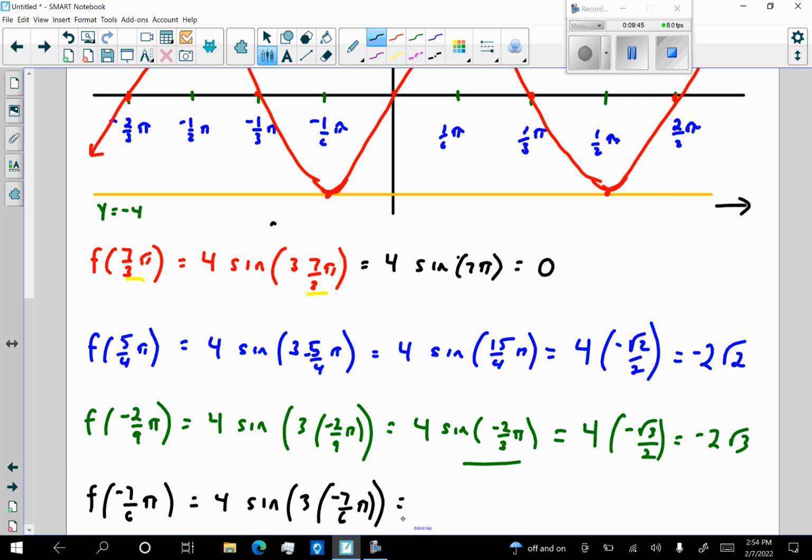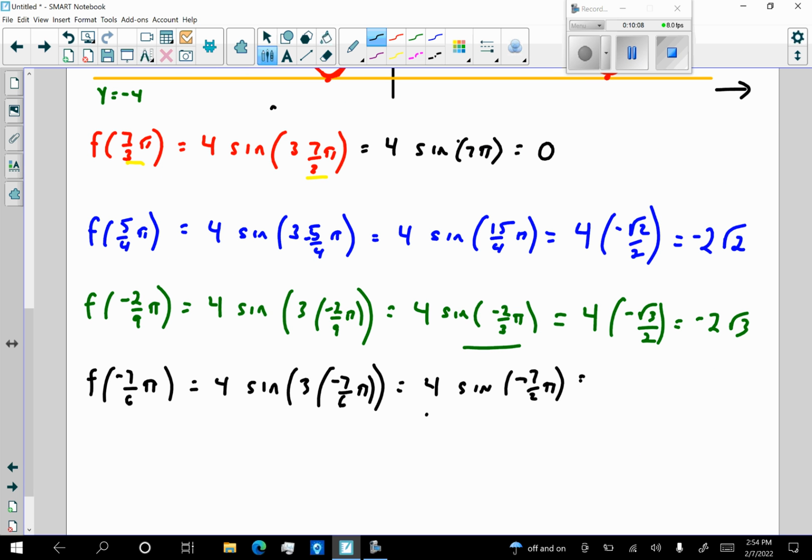What is 3 times negative 7/6? This is going to be 4 times the sine of 3 times 7/6. The 3's cancel. That's going to be sine of negative 7/2 pi. So I'm going to look at my unit circle and figure out what this value is right here. Okay, where is -7/2? I notice that the sine of -7/2 is 1, so this is simply 4 times 1, which is equal to 4.